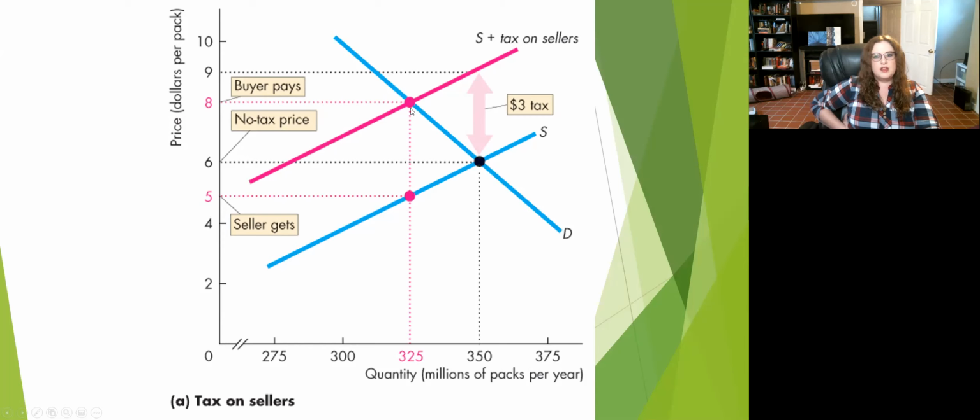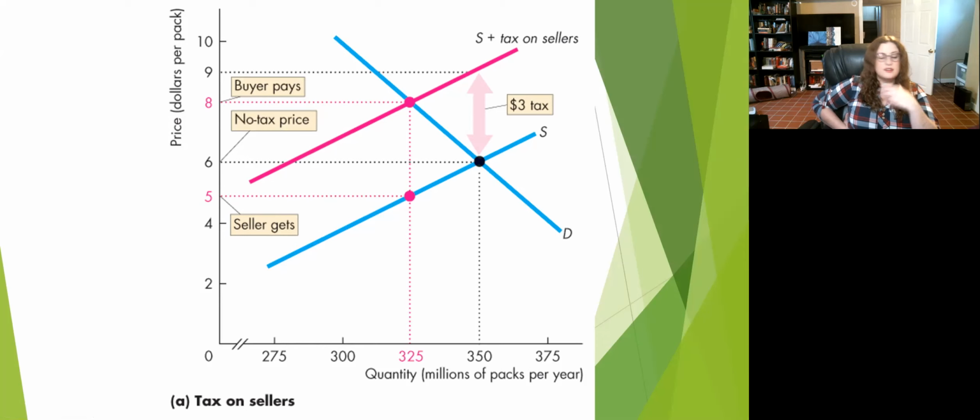We see at this 325 million, well, this $3 difference, this goes to the government. So what's left for the seller, the people selling the cigarettes, is this $5. Buyers pay $8, $3 go to the government, seller gets $5. That's not necessarily that the price went up by $3, so it's not all on the consumer. Price only went up by $2. Only part of it's on the buyers.